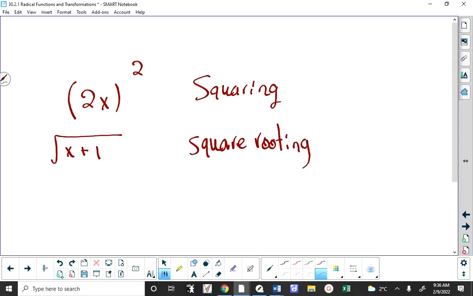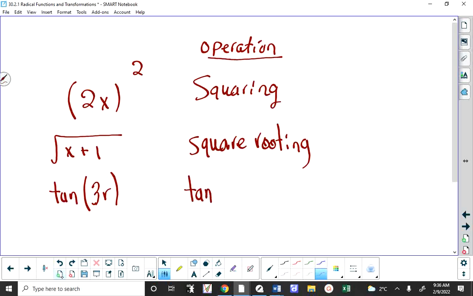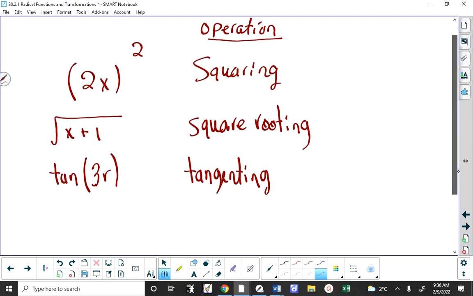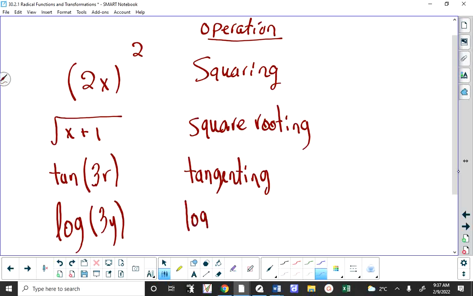If I give you tangent of 3r, then these are all operations. Then the operation is this, right? And I'm pretty sure that's not an actual word, but that's what you're doing. You're doing a tangenting to something. If I give you log of 3y, the operation is logging. That is a word, but it's not a mathematical word. It means to take the logarithm of something. Are you with me so far?